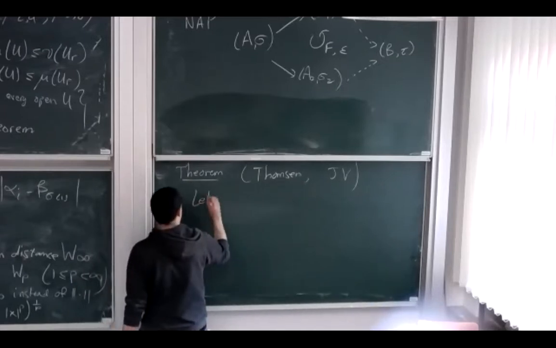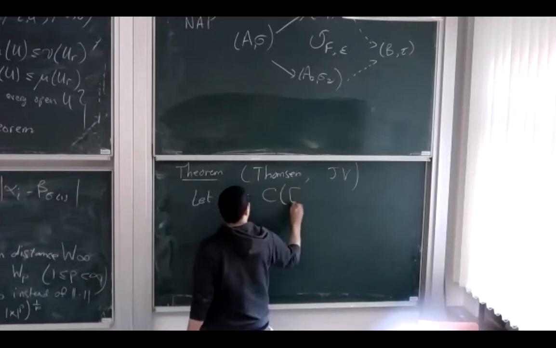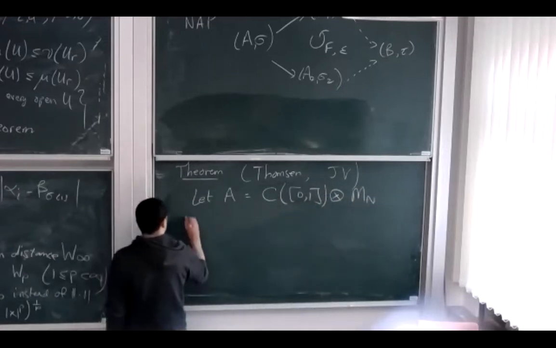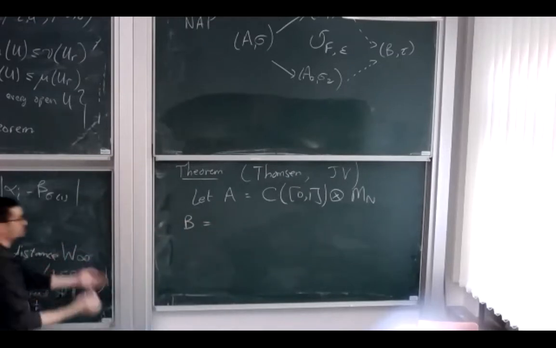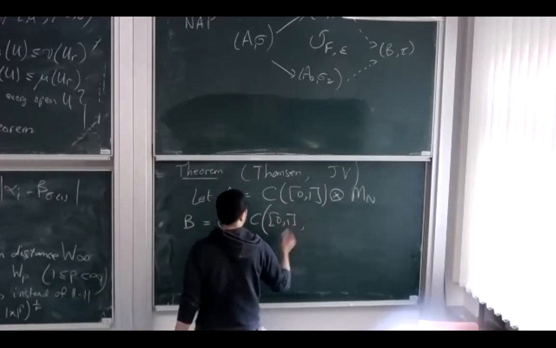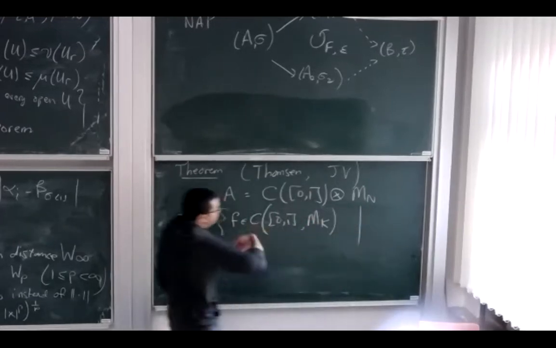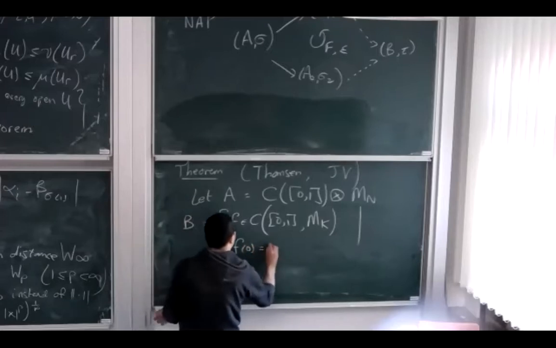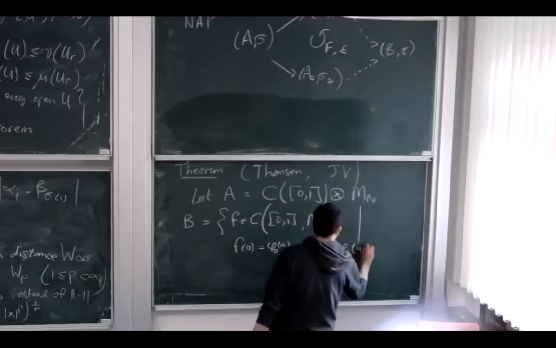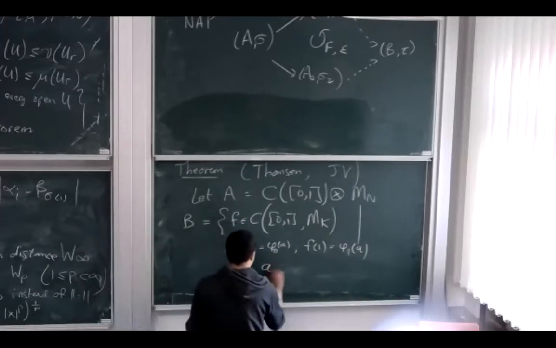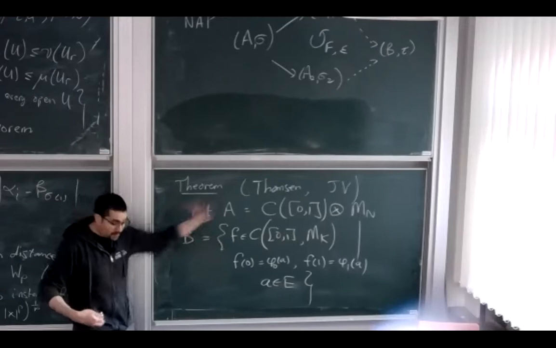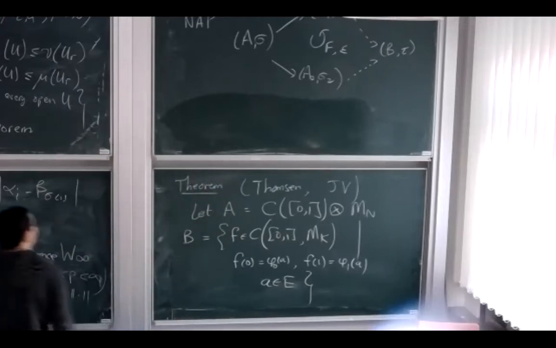Okay, so let's say A is C([0,1]), maybe with a tensor matrix factor. And let B be a one-dimensional non-commutative CW complex. So let's say it looks like this: functions to some M_k such that we have some boundary conditions. So f(0) is phi_0 of a, f(1) is phi_1 of a, and a is meant to live in some finite dimensional algebra. So it's just like an A_n,k or a B_n,k: functions from the interval to matrices with boundary conditions.